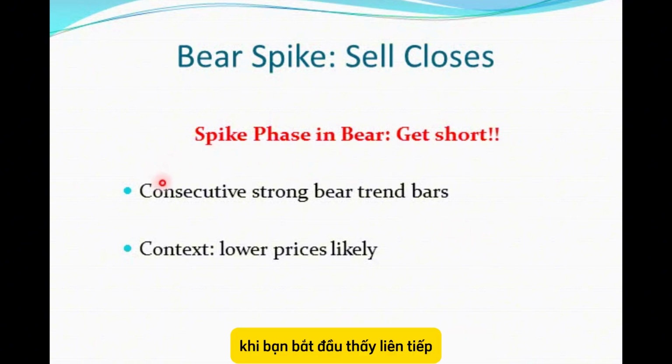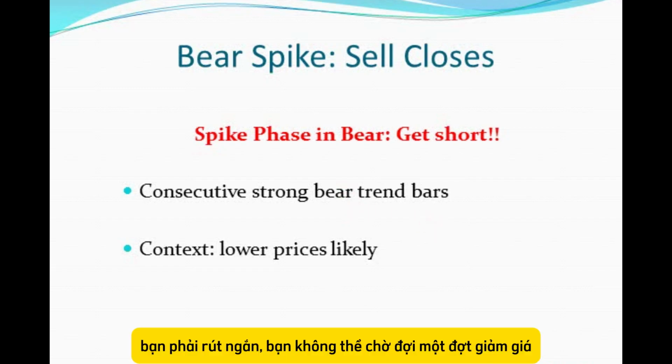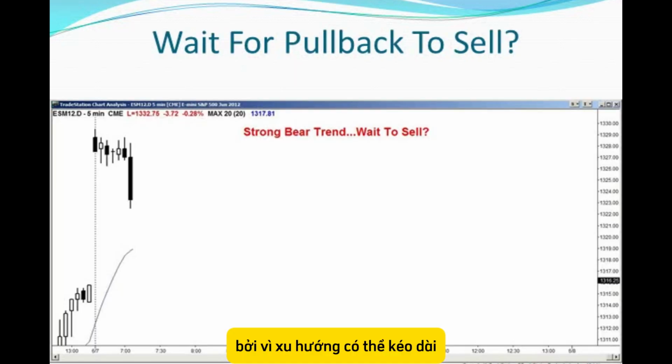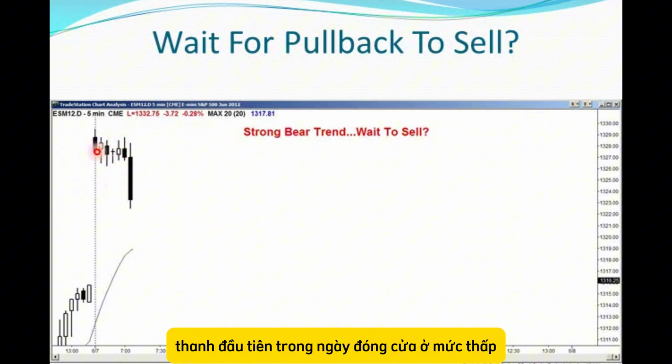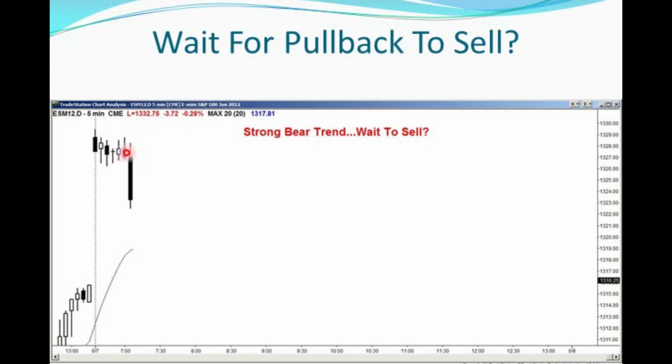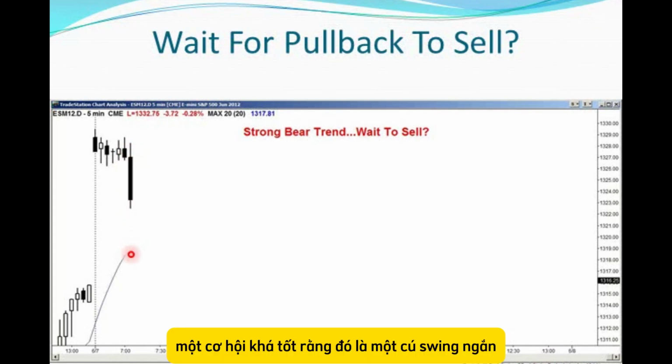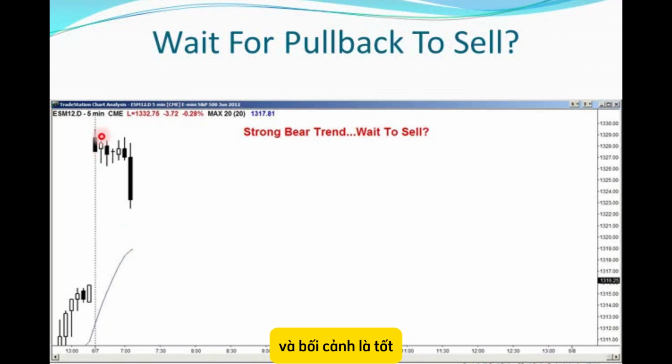When you start to see consecutive strong bear trend bars and the context is good for lower prices, you have to get short. You cannot wait for a pullback because the trend can go a long, long way. Here we have a very large gap up, first bar of the day closing on its low, and then two other bars with bear bodies. Here's a second entry short. A pretty good chance that it's a swing short. Possible that this is the high of the day. It's certainly a good looking bar and the context is good.